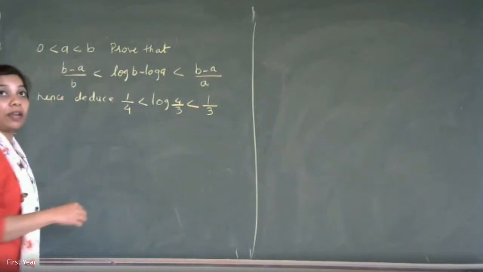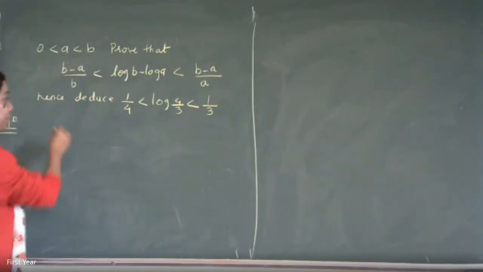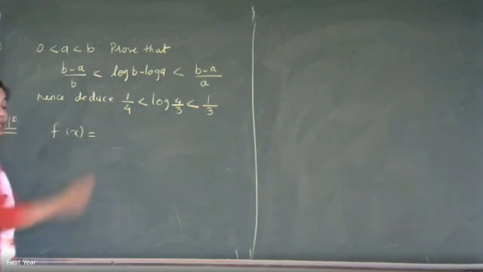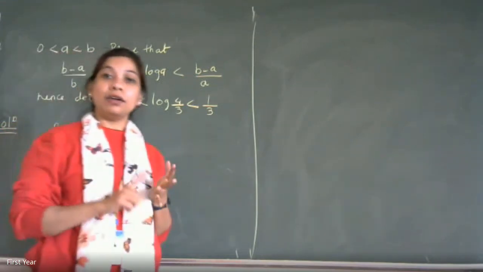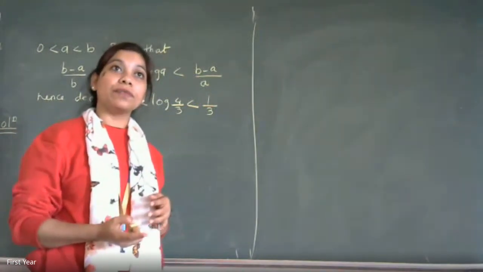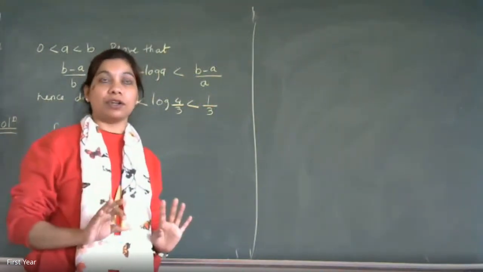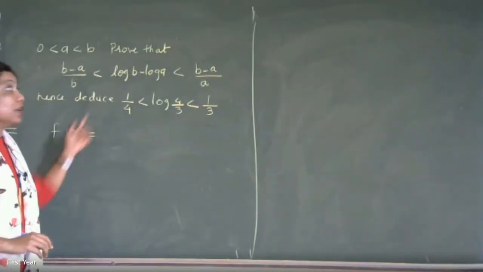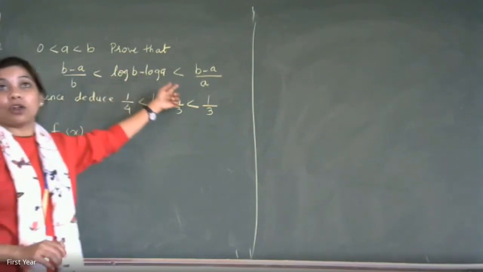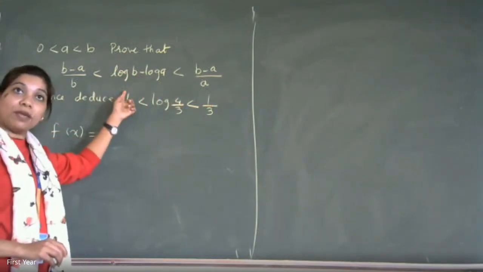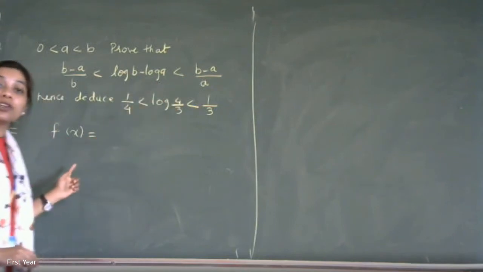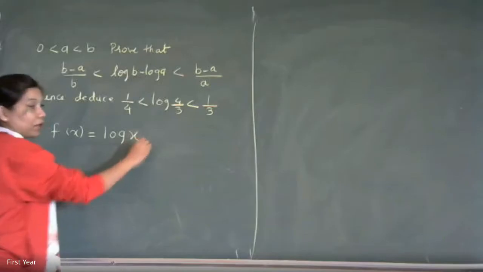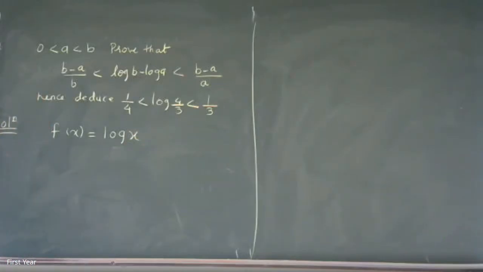So what is the statement of LMVT? That you recollect first. If I have a function f of x which is continuous in the closed interval and differentiable in the open interval, then there is a point c which satisfies certain conditions. For that, first I should know what function I will take. What function do you see here? Log b minus log a, so it is of the type f of b minus f of a. So what should be the function f of x? Log x. Very good. Vivek has answered, Deep has answered. f of x is equal to log x is your function.